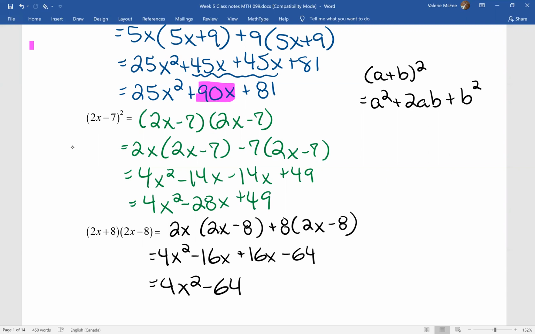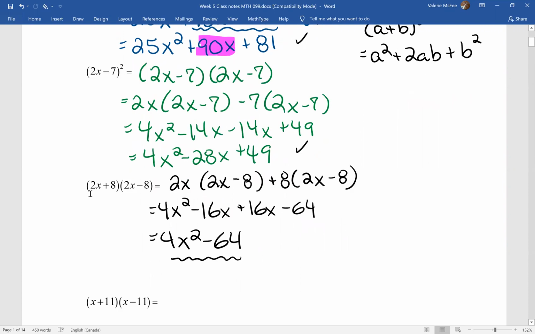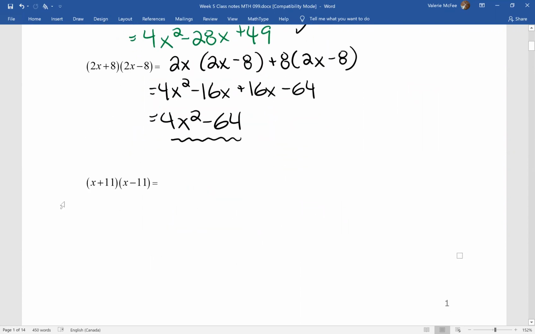I hope you were a little bit surprised by this final product. In most of the binomial multiplication we've been doing, our final answer has either been a trinomial or a polynomial of 4 terms. And in fact, here we had a trinomial, here we had a trinomial, but in this one, our answer is a binomial. This is a special case in the world of multiplying binomials. Pause your video and finish this last one if you haven't already done so.